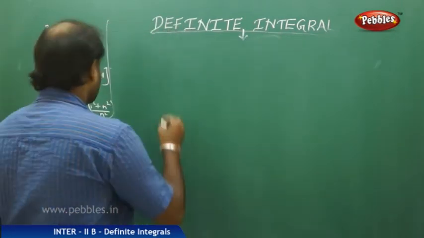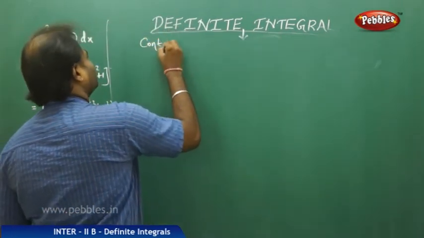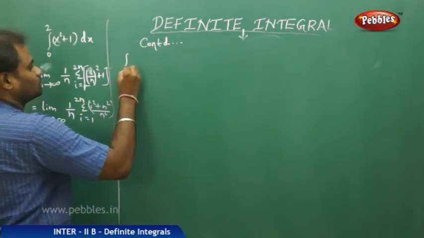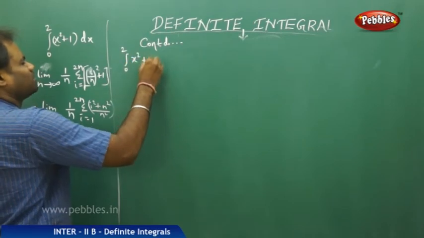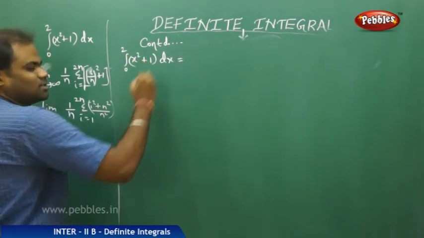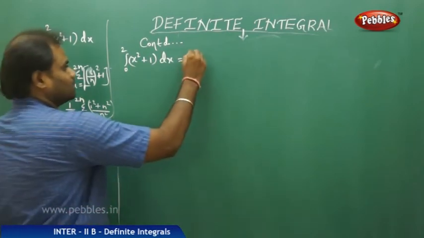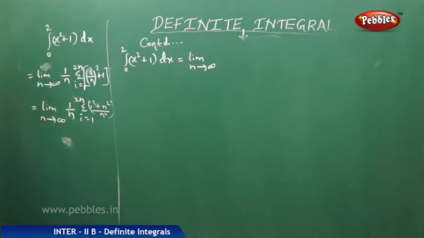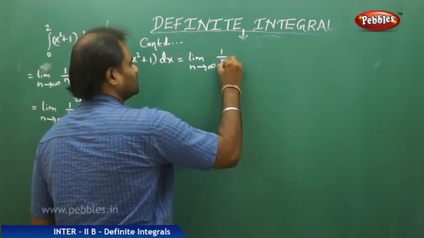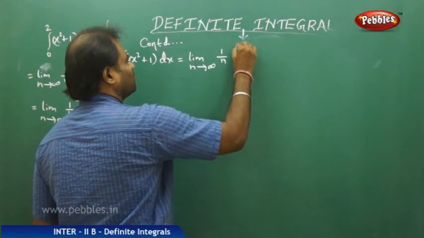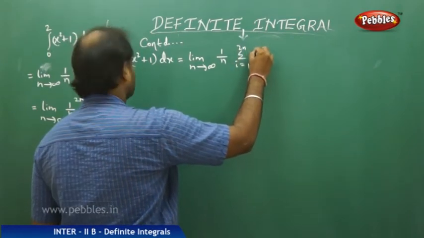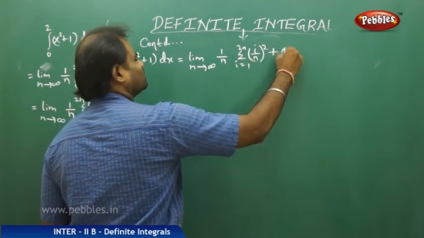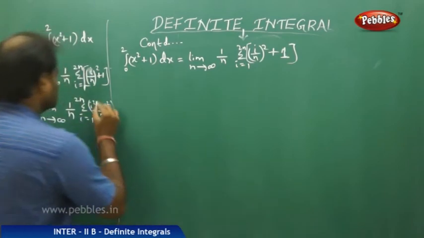Now continued from here, my integral from 0 to 2 of x squared plus 1 dx reduces to the limit of the sum as the limit as n tends to infinity of 1 by n, sigma i running from 1 to 2n of (i by n) whole squared plus 1, is what we get here.